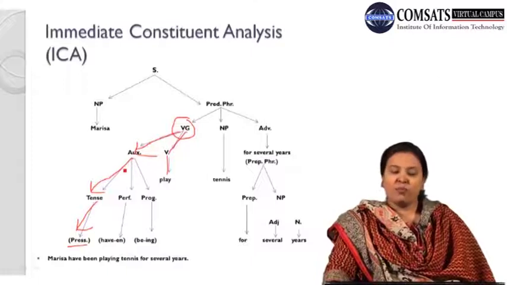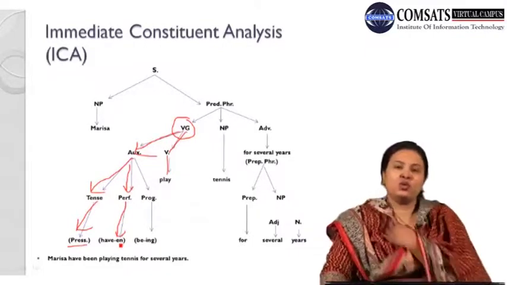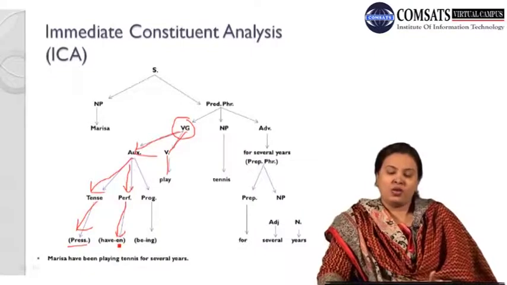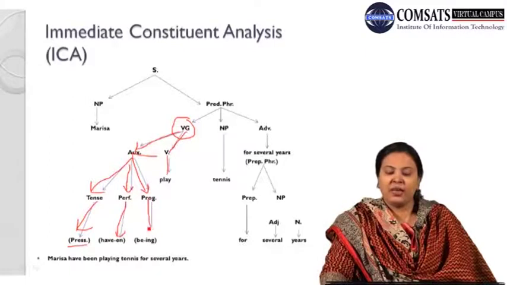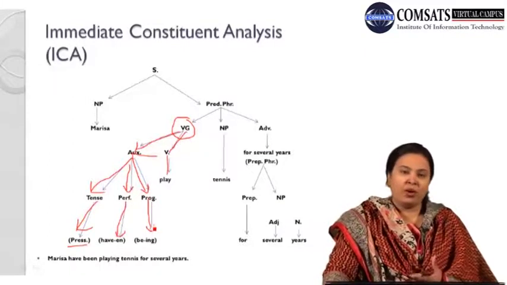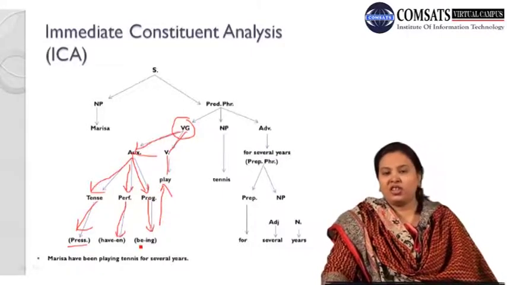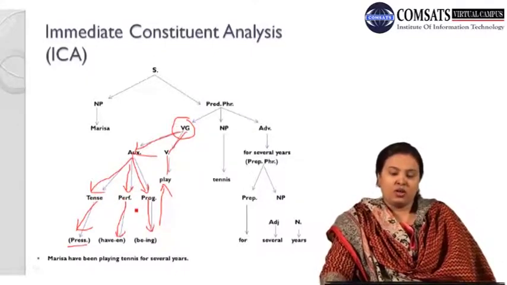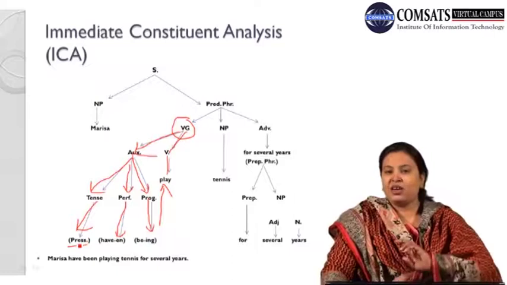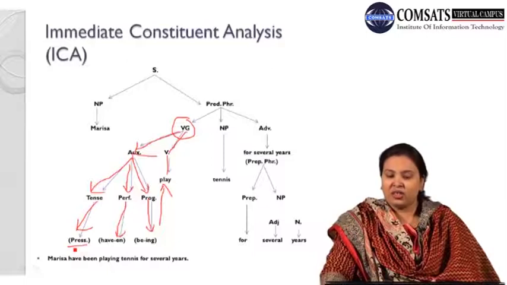Now the presence of been shows this is the perfect, because you know that this is usually used in perfect tenses. And the presence of progression, that is the ing with the main verb play, is showing the progression. So auxiliary has three aspects: tense, perfect and progression. So now we are not only getting the constituent elements, we are also getting their functions as well.